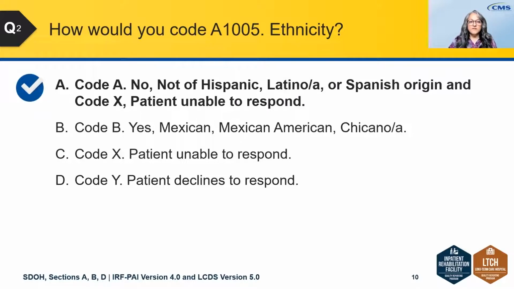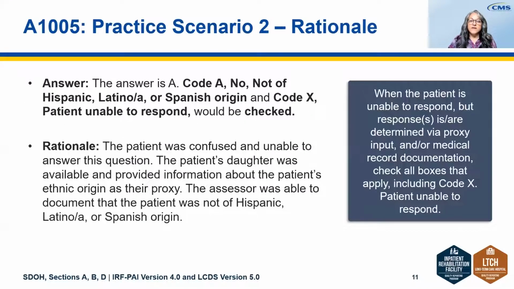So the answer is code A, no, not of Hispanic, Latino, Latina, or Spanish origin, and code X, patient unable to respond. The rationale is the patient was confused and unable to answer the question. The patient's daughter was available and provided information about the patient's ethnic origin as their proxy. Therefore, the assessor was able to document that the patient was not of Hispanic, Latino, Latina, or Spanish origin.